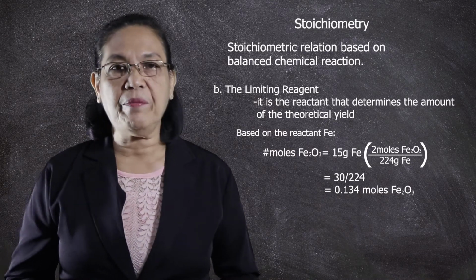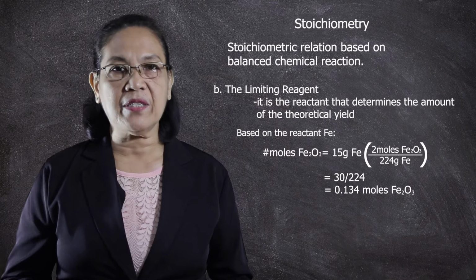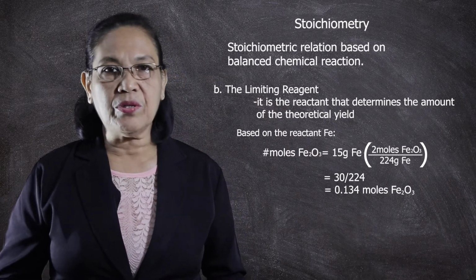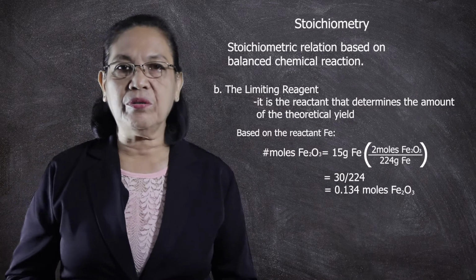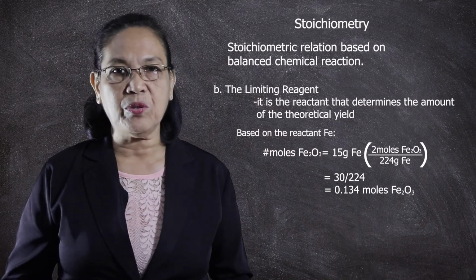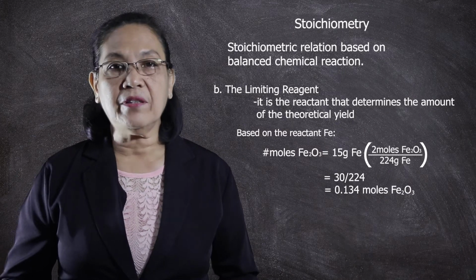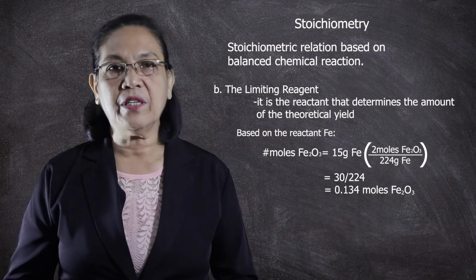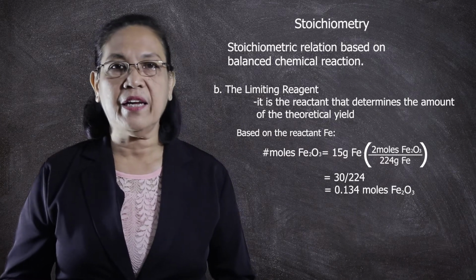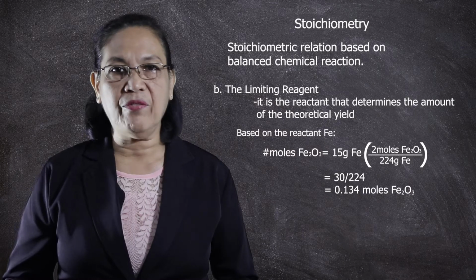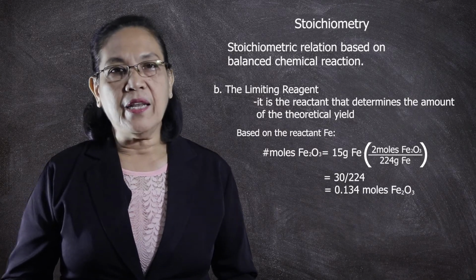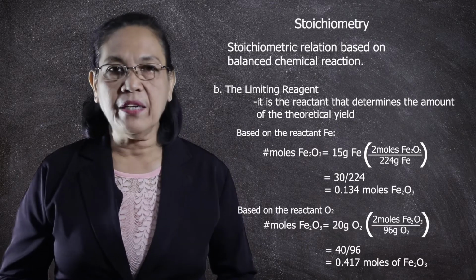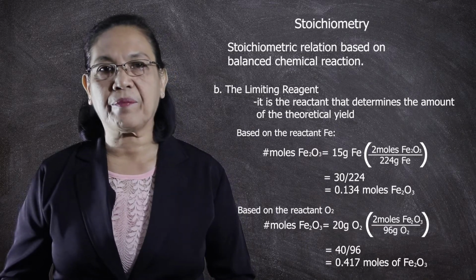So the equation would be: number of moles of ferric oxide, which is our desired product, equals 15 grams of iron times 2 moles of ferric oxide to 224 grams of iron. Canceling out the gram unit, we can get the result. Number of moles of ferric oxide is 0.134 moles. Now, computing again the number of moles of ferric oxide based on the reactant oxygen.